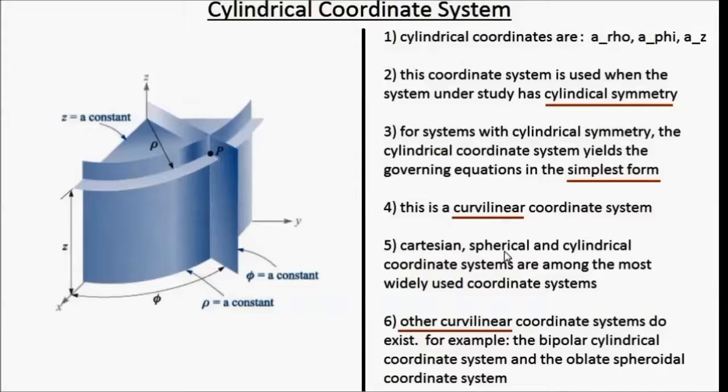Cartesian system, the spherical system, and the cylindrical coordinate system are among the most widely used coordinate systems. Other curvilinear coordinate systems do exist. For example, you have the bipolar cylindrical coordinate system and the oblate spheroidal coordinate system, among many others.